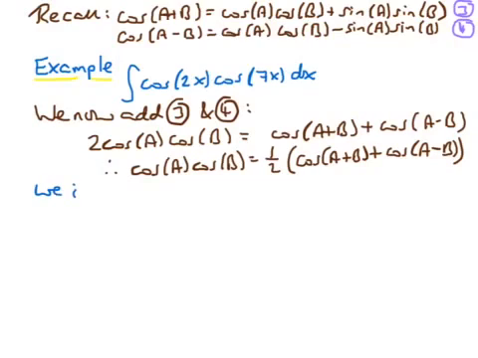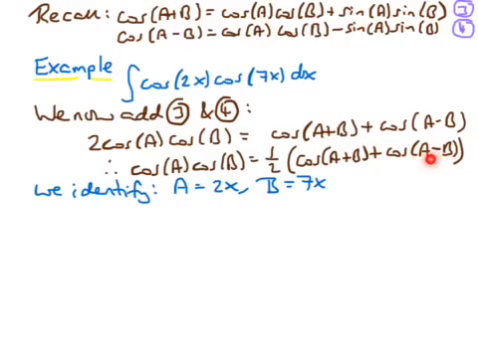So we identify capital A as 2x and capital B as 7x. Now actually, in this case, because these are both cosines, whichever one you choose for A and whichever one you choose for B makes no difference whatsoever.